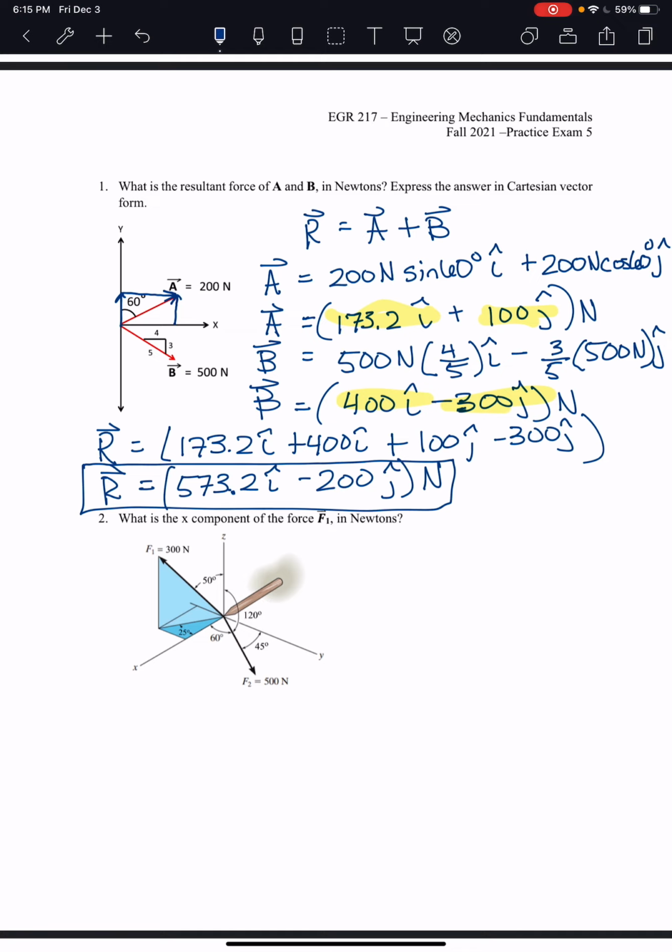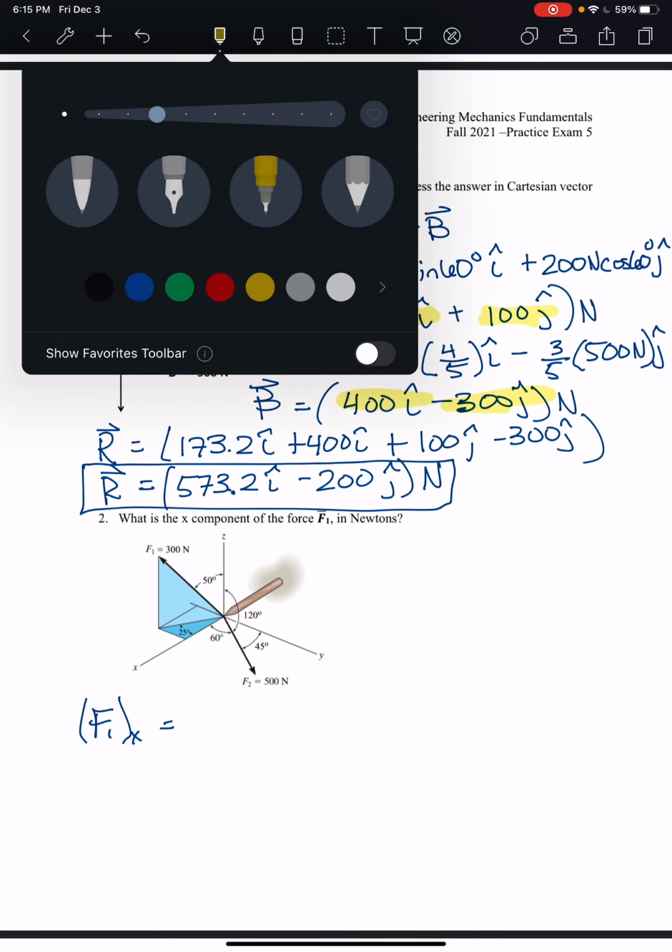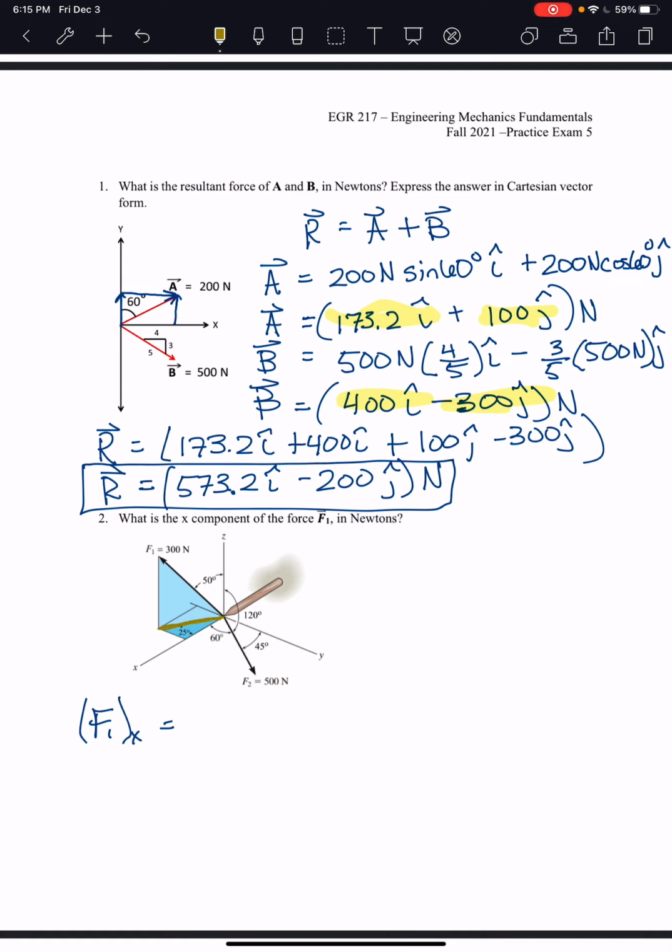For number 2, for F1, the x component of F1. So we want to start by moving down to here first. And to get down to there, it's going to be F1, and then we know this angle is 50 degrees, so this is going to be the opposite of that, because this is what we're looking for. F1 times sine of 50 degrees. So that gets us down to here.